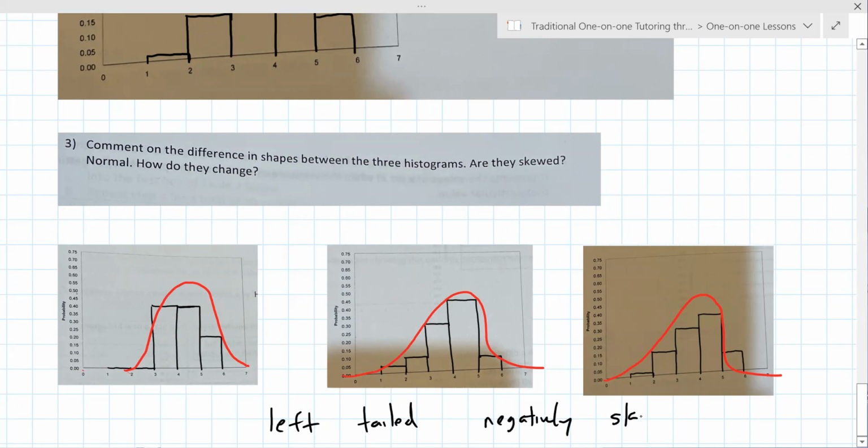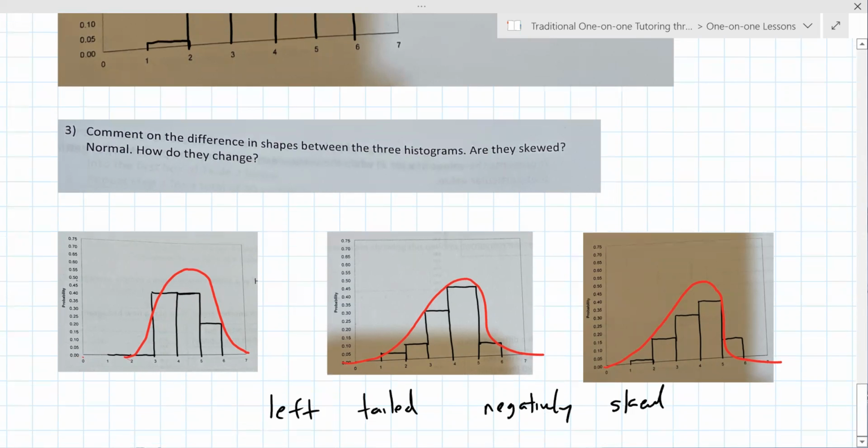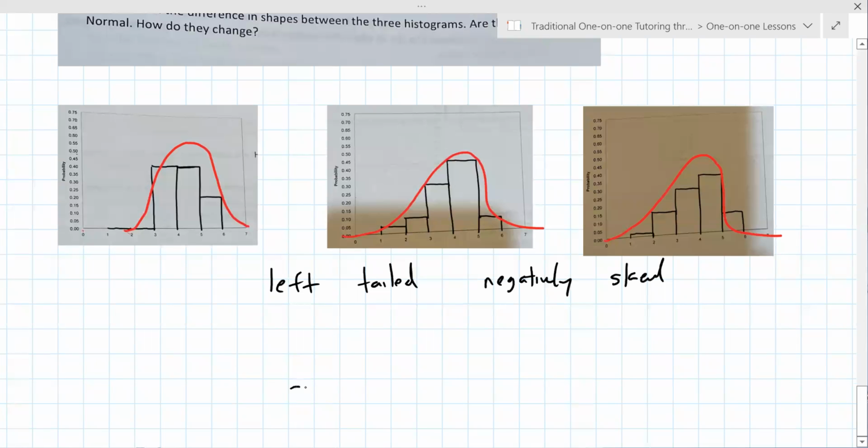Let me draw a proper negatively skewed one so you can see it. It's got a really long tail, comes up, and then it doesn't have much of a tail on the other side. It's not so good. Let me try that again.